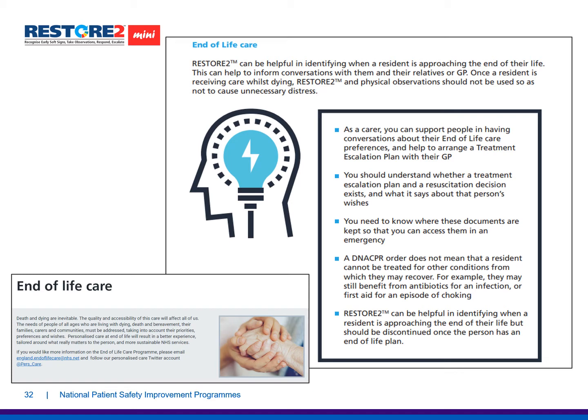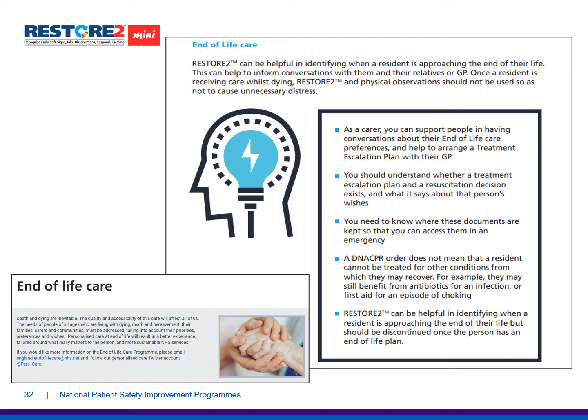As a carer, you can support people in having conversations about their end-of-life care preferences, and you can help to arrange a treatment escalation plan with their GP. You should understand whether a treatment escalation plan and a resuscitation decision exists and what it says about that person's wishes. And you need to know where those documents are kept so that you can access them in an emergency.